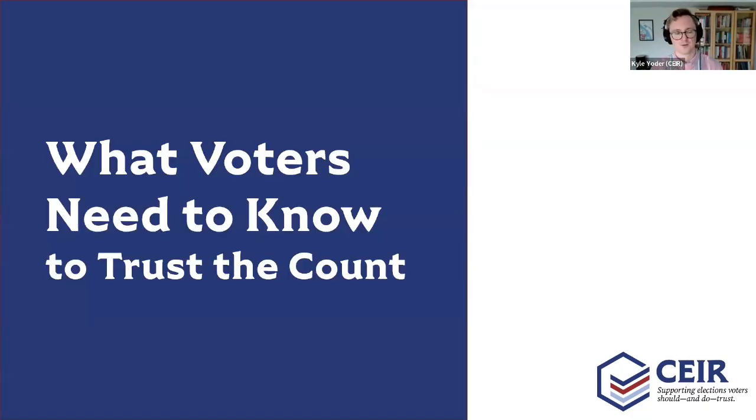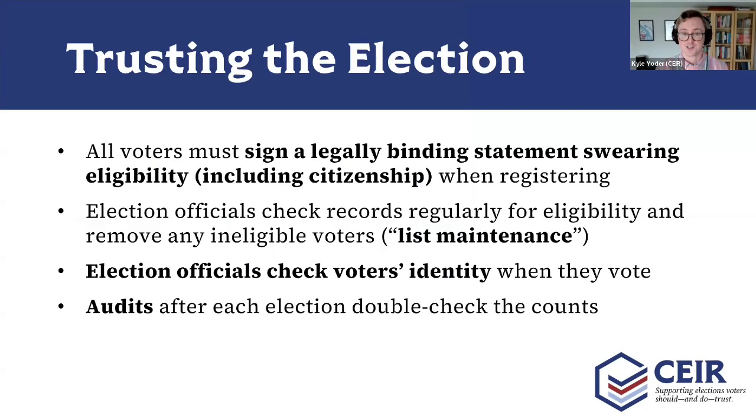So let's talk about what voters need to know to trust the count. Trust that their ballot will be counted as they intend in the election in Kansas this fall. All voters in Kansas must sign a legally binding statement that swears their eligibility to vote. This includes attesting to their citizenship when registering. This is true of every state in the country where voter registration is required, and it remains true in Kansas.